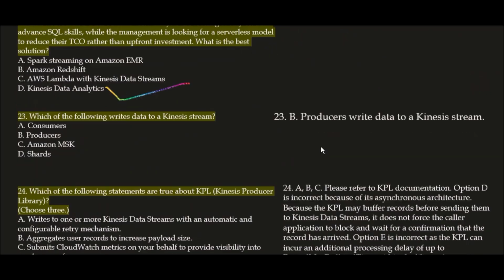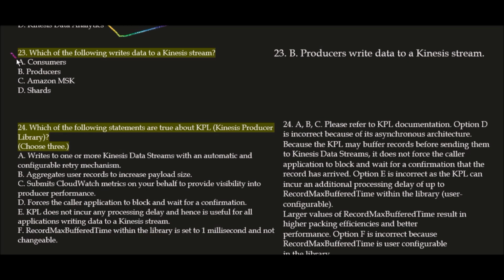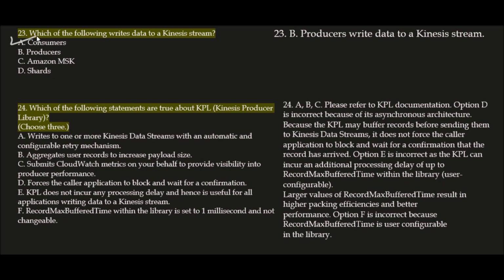Okay. Next question. Which of the following writes data to a Kinesis stream? Option A, consumers. Option B, producers. Option C, Amazon MSK. And option D, shards. Correct answer of this question is option B, producers. Okay. Producers write data to a Kinesis stream.